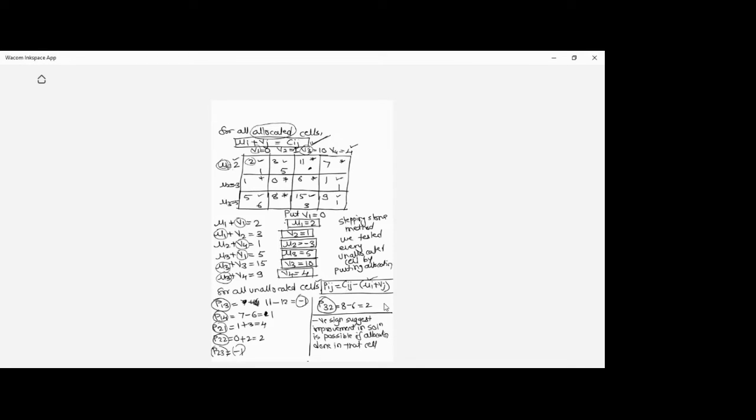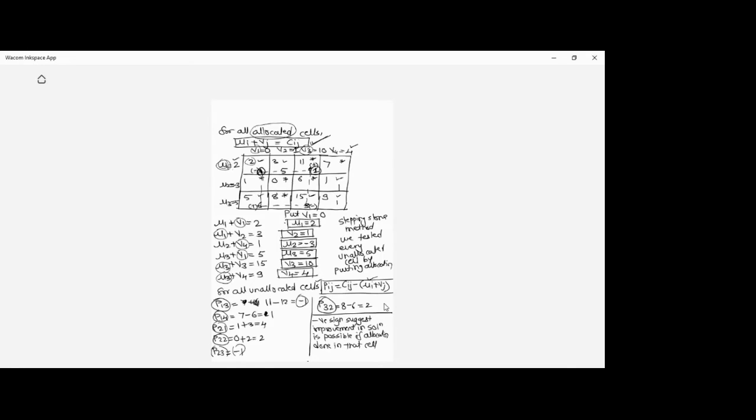So for that particular cell, we'll have to form a loop. So which is that loop? So this is the loop. It will be plus, it will be minus, it will be plus, and it will be minus. So what is the maximum allocation that I can do is this particular one only, right? This particular 1 will shift here, because here it is written minus, so the maximum allocation that I can do is 1, right?